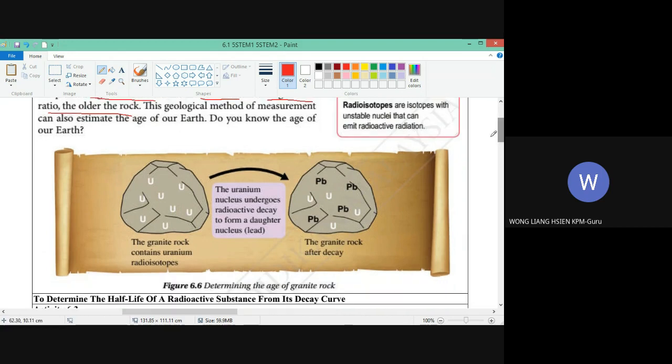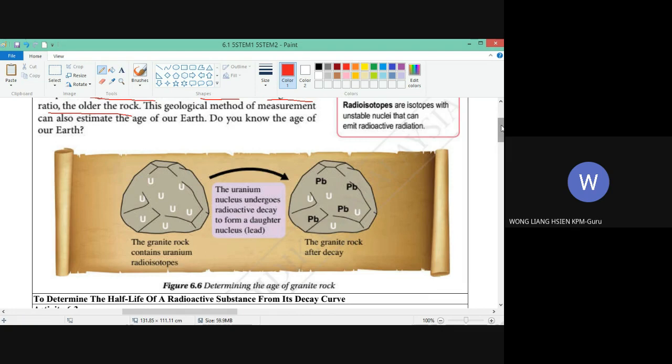So for example, determining the age of granite rock. The granite rock contains uranium radioisotope. The uranium nucleus undergoes radioactive decay to form a daughter nucleus, lead. So after many years, some of the uranium turns to lead. By determining the ratio between how much uranium is left and how much lead is there, we can determine the age of the rock, and know how many years have passed.